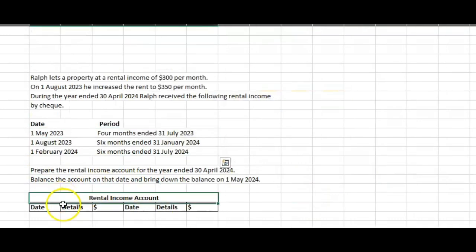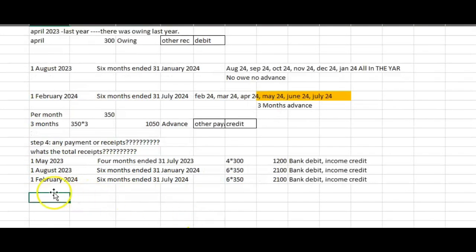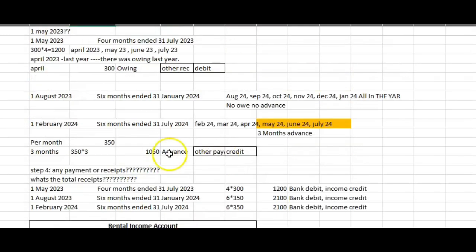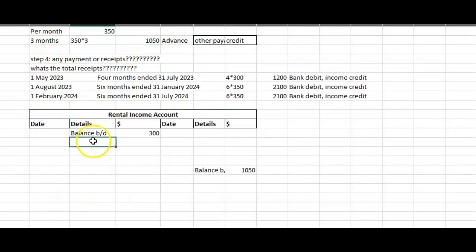Now we make the rental income account. We start with opening balance of $300 on debit side. We have closing balance of $1,050 on the credit side. Then put the receipts as bank on the credit side, each of the 3 receipts separately. On the opposite side of bank, post income statement. Bank is on credit side, so income statement is on debit.